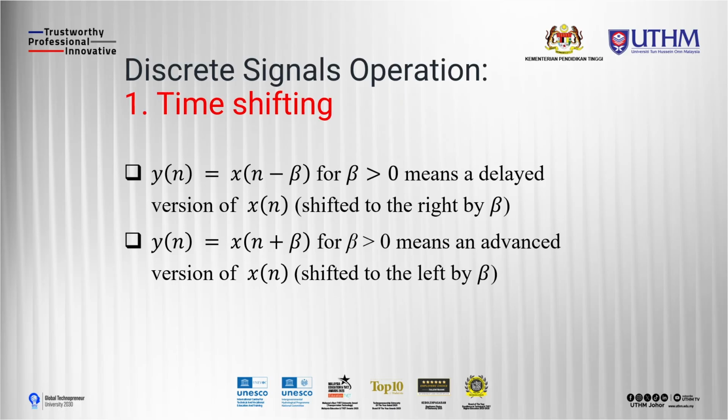The first discrete signals operation is time shifting. Time shifting means moving a signal left or right along the time axis without changing its shape. So if we have y[n] equal to x[n minus beta], for beta more than 0, it means it moved to the right by beta units. If we have y[n] equal to x[n plus beta], for beta more than 0, the signal is advanced, so it moves to the left by beta units.